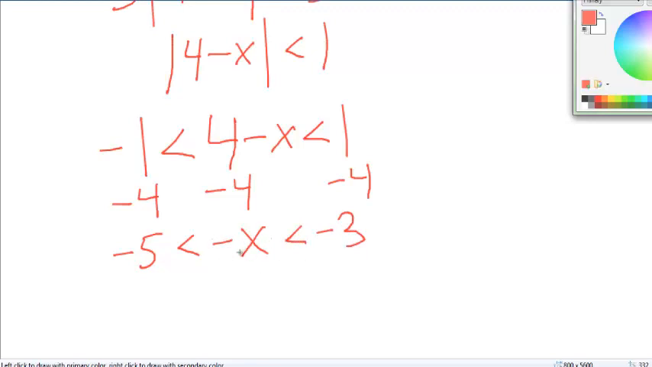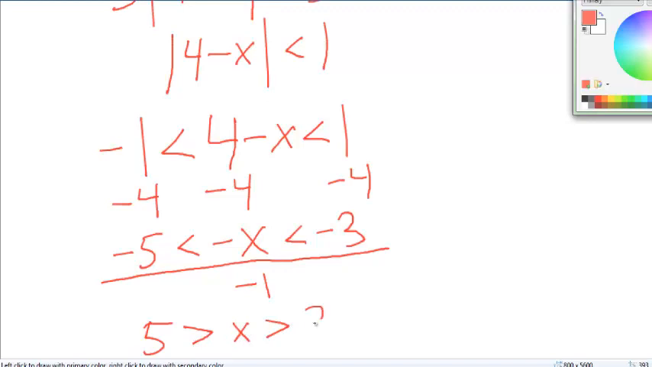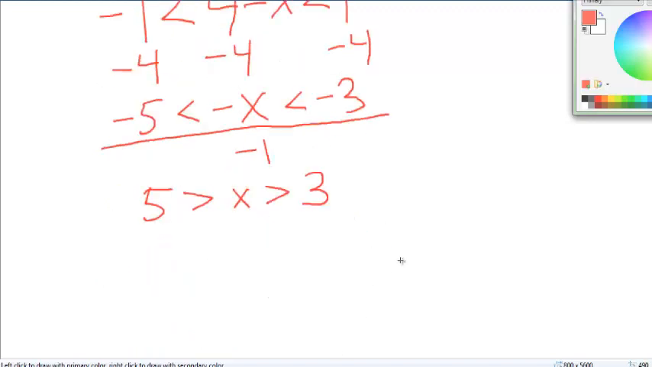And finally, to get the x by itself, we divide everything by negative 1. Don't forget, dividing by negative 1 means we switch our inequalities. So we get 5 is greater than x, which is greater than 3. Which technically is our right answer, but we always write this in convention. We always want to write it going from smallest to largest. So we're going to switch this around and say 3 is less than x is less than 5.